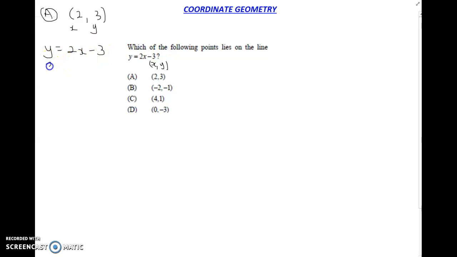So my y value is 3, whereas the x I'm going to put 2, right? So let's see, 3 equals, we're supposed to get 3 on this side, right? So 4 minus 3, you're going to get 1, and 3 is not equal to 1, so there's no working out.